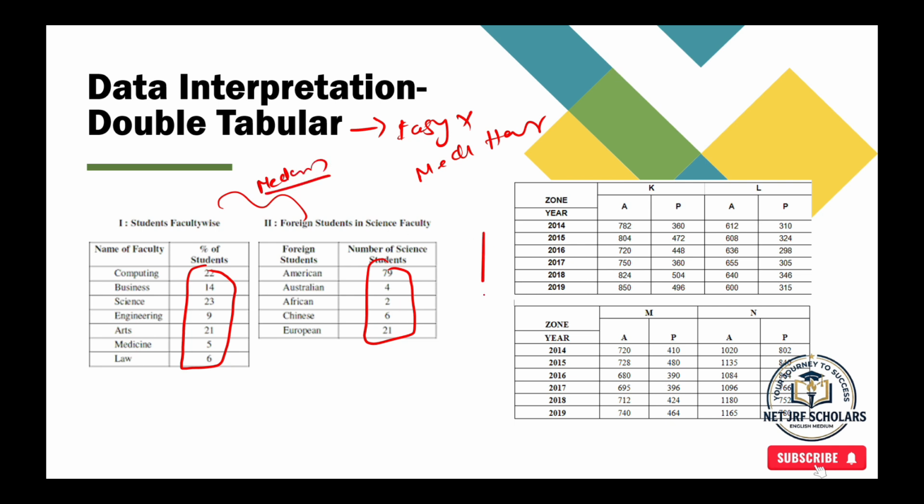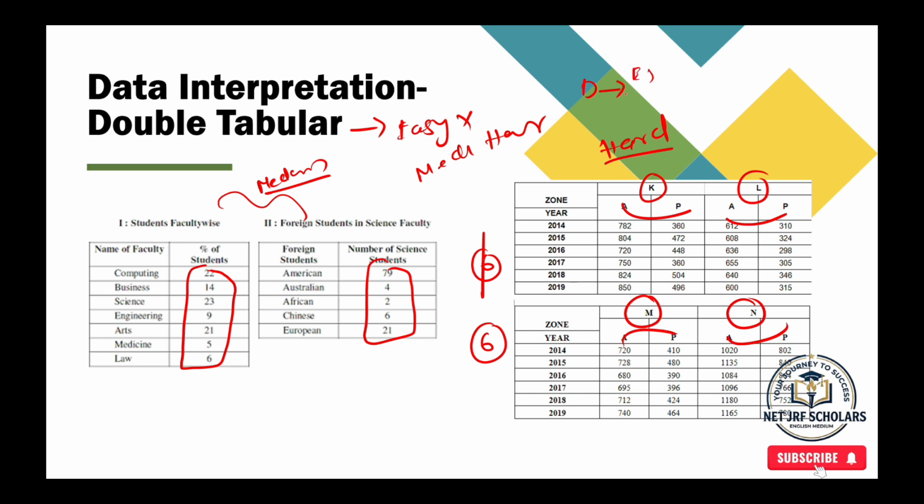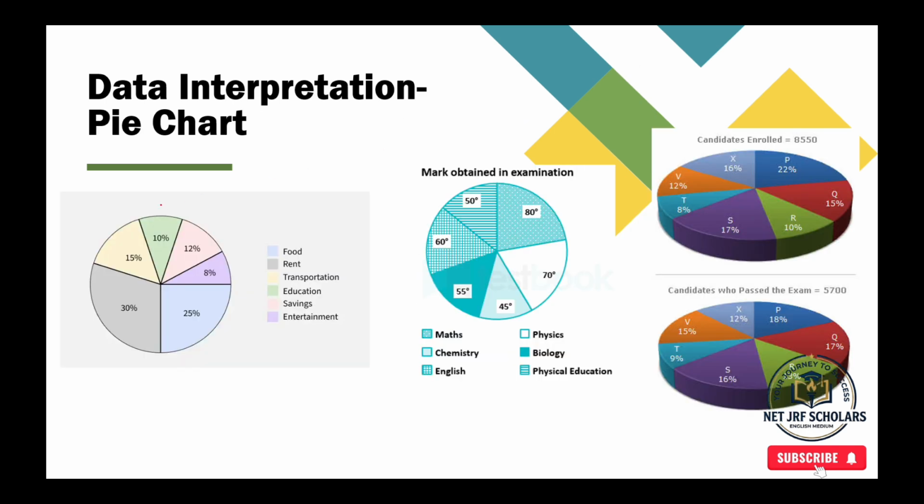In this one, they have given 6 years here and 6 years again, and they have subcategorized into some zones or categories, with further subcategorizations. So it's a hard one. This is how you have to decide whether the given data is easy, medium, or hard in tabular data formats. Next we have pie charts.